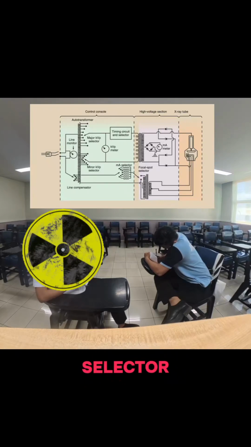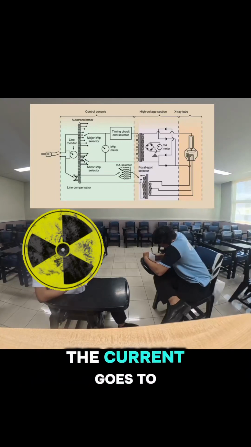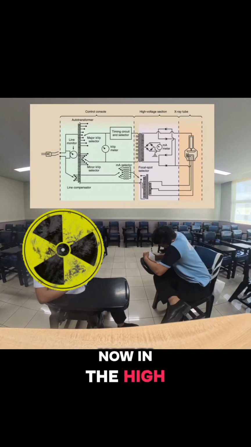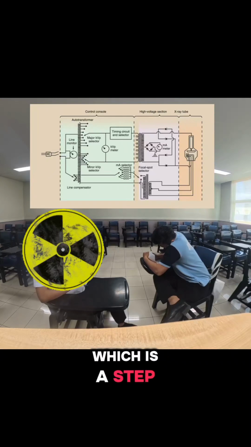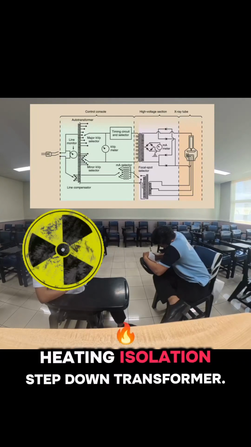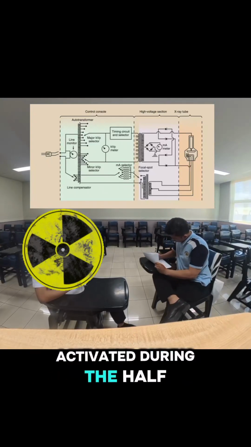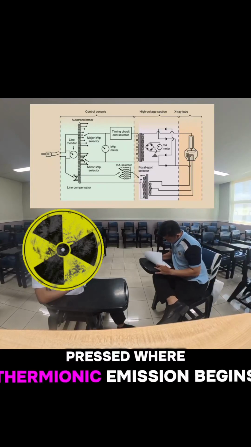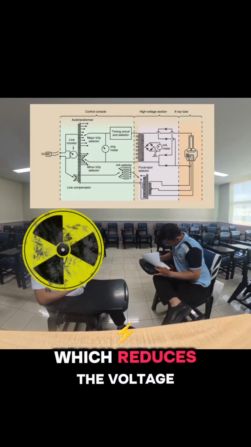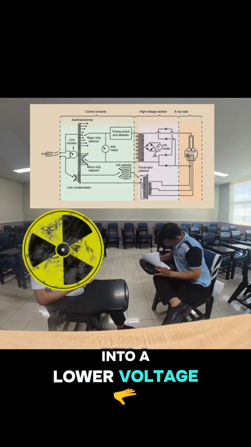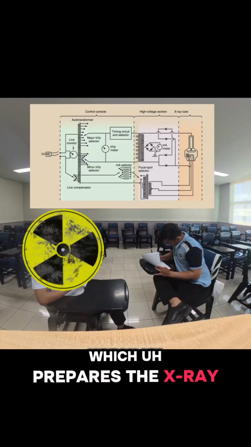The mA selector, located on the primary side of the filament transformer, controls how much current goes to the filament. In the high voltage generator, there is a step-down transformer, also known as the filament heating isolation step-down transformer. It is activated during the half press, where thermionic emission begins, the filament heats up, and the rotor starts rotating, which reduces the voltage into a lower voltage while the current increases, preparing the X-ray tube for exposure.